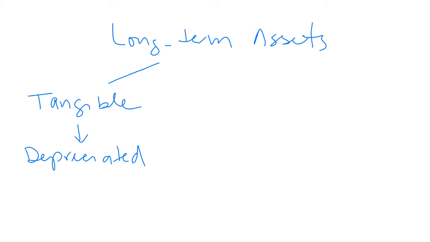Tangible assets are depreciated. All of them are depreciated except for land. We don't depreciate land because land doesn't have useful life. This is something that you guys have to remember.